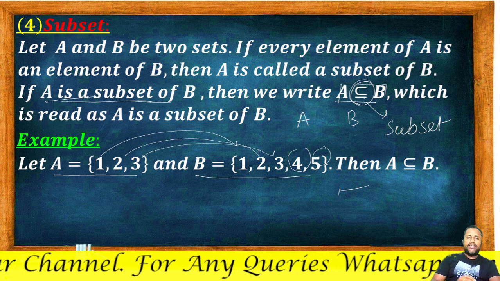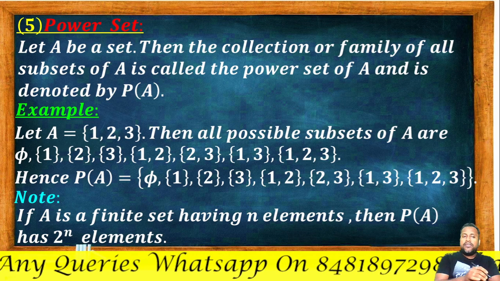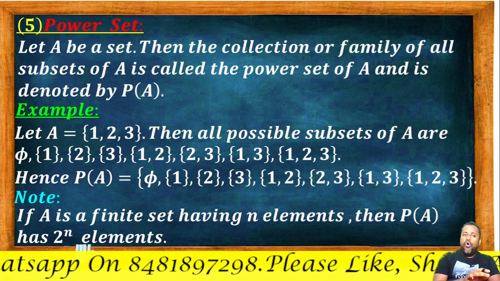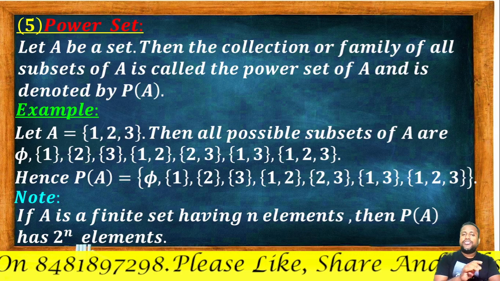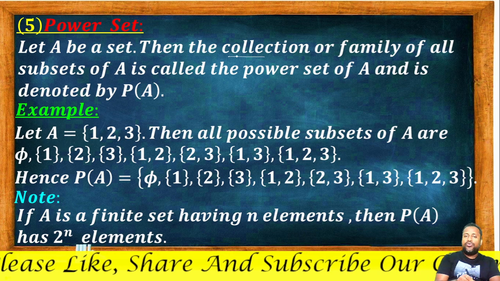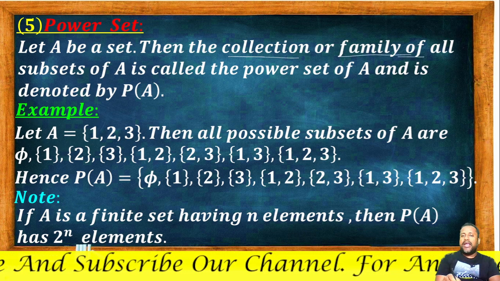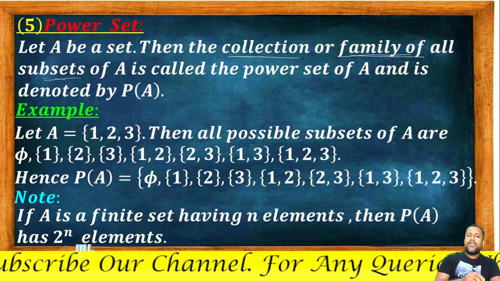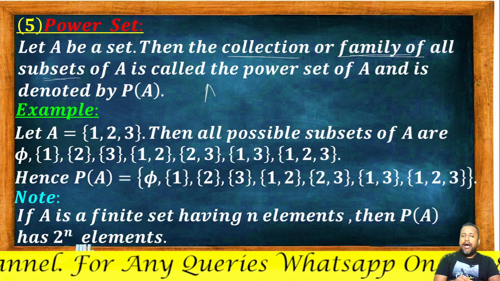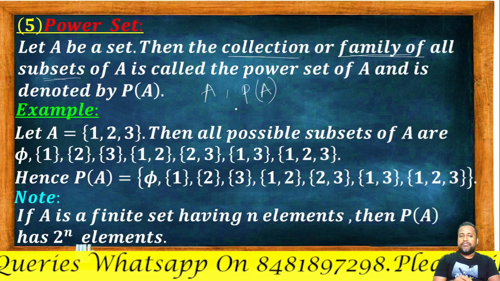Next one is power set. What is a power set? Power set is the set of all possible subsets of a non-empty set. It's called the power set. So the power set is actually a collection of all possible subsets, or we can say a family of all subsets of a set. And for any set A, the power set of A is denoted by P(A).